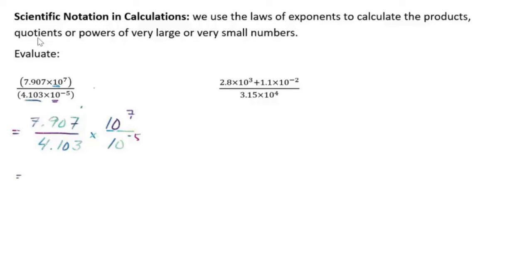Now notice that 7.9 is approximately 8, and 4.103 is approximately 4. So my answer is 8 divided by 4. It will be approximately, I'm just estimating here, approximately 2. That's the first fraction. And that 2 will be multiplied by 10 to the power of 7 divided by 10 to the power of negative 5.